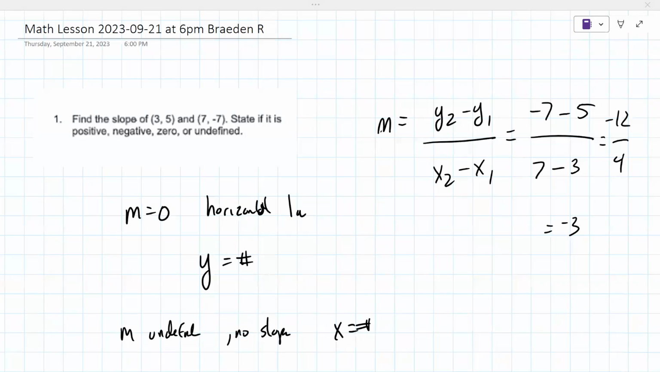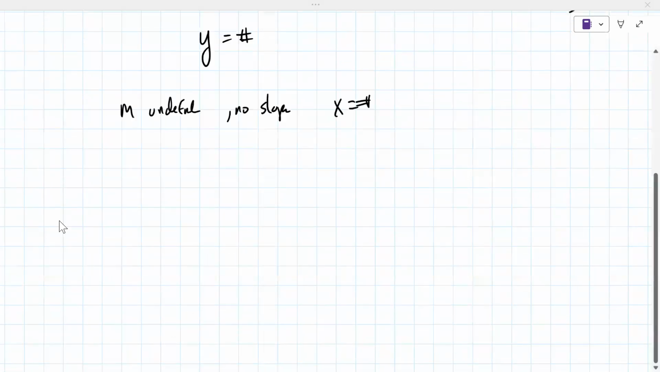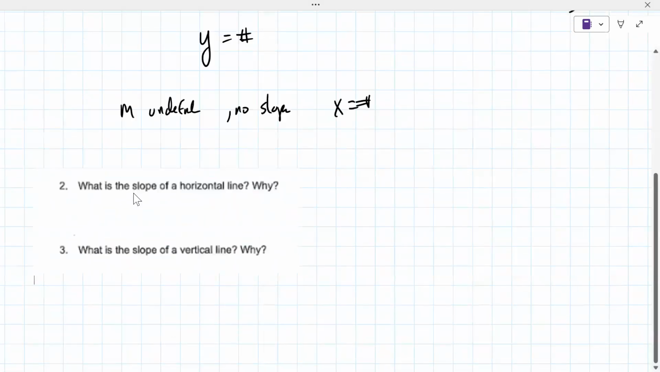I'm happy to help. Are you turning this in for a grade, or is this just a review? This is just a review. Okay, so you've got to know the difference between them. Horizontal is 0 and vertical is undefined.